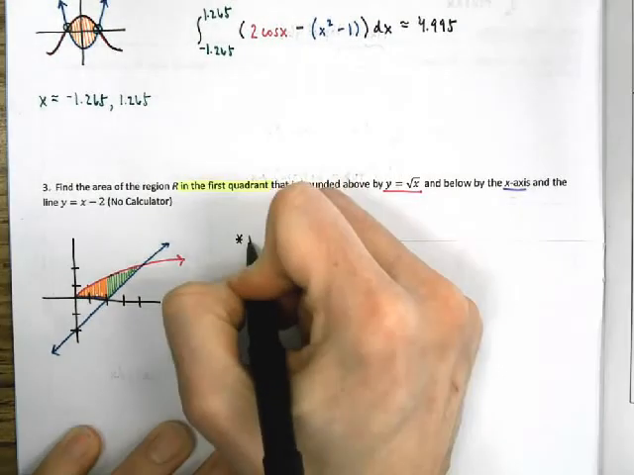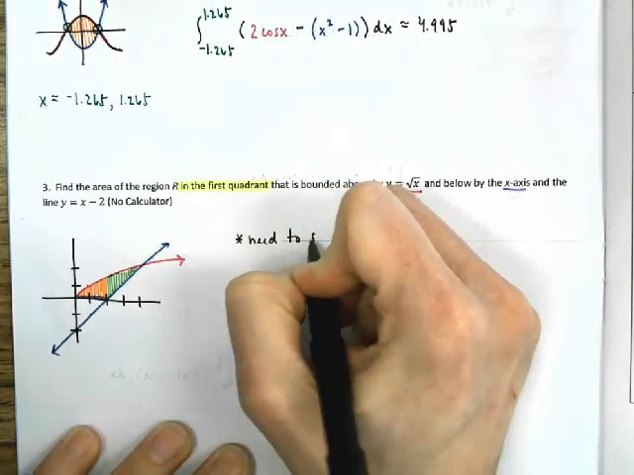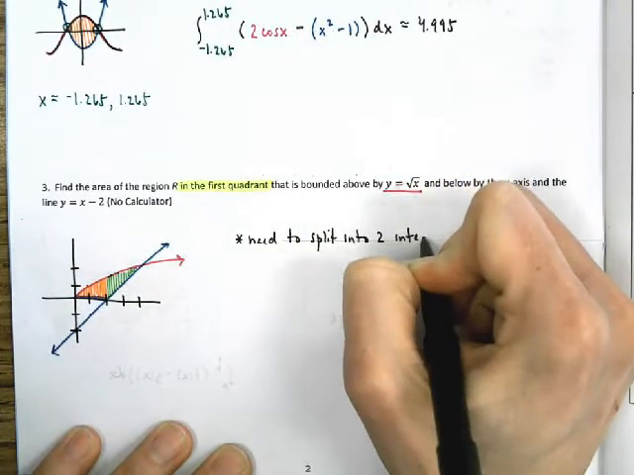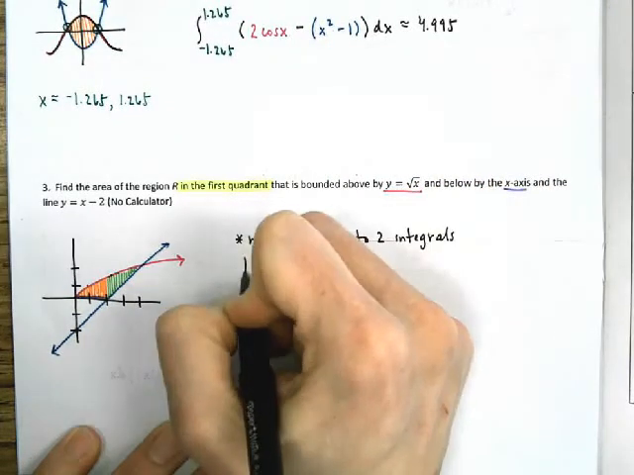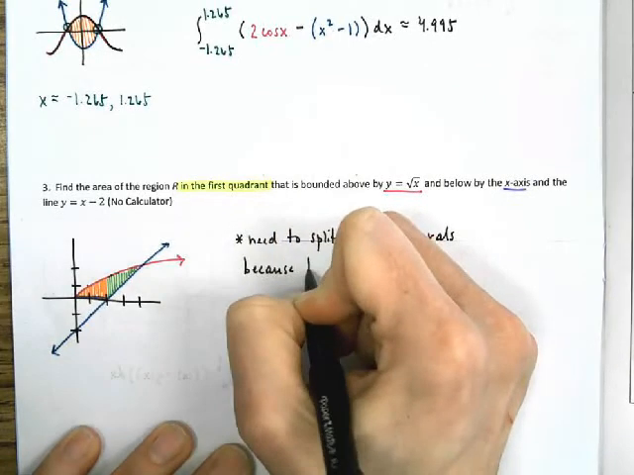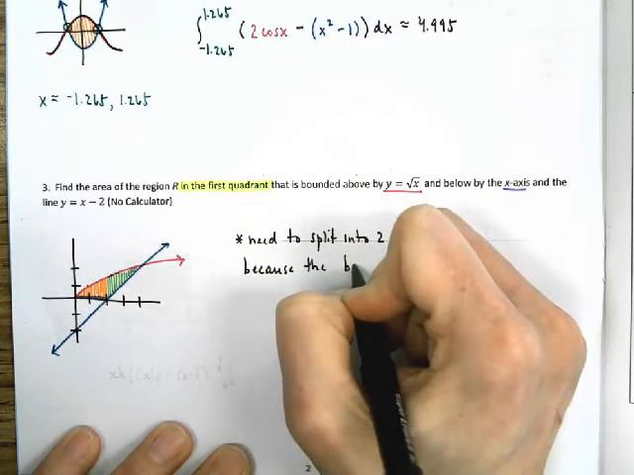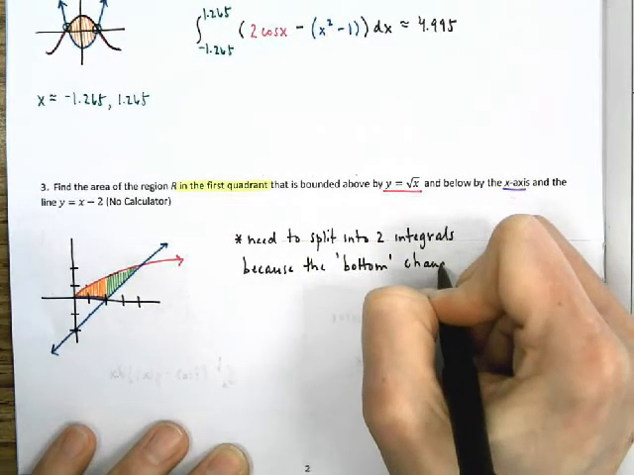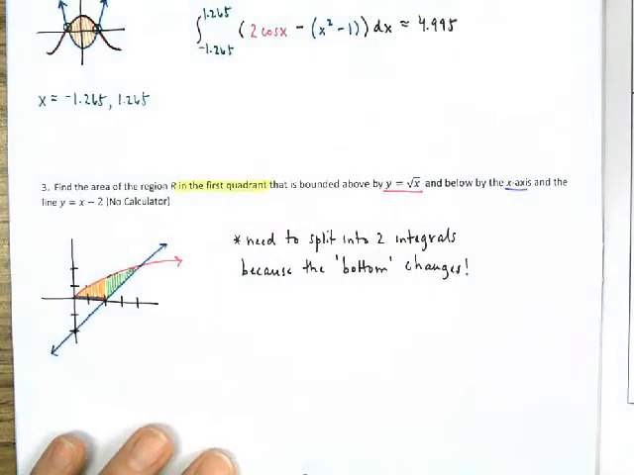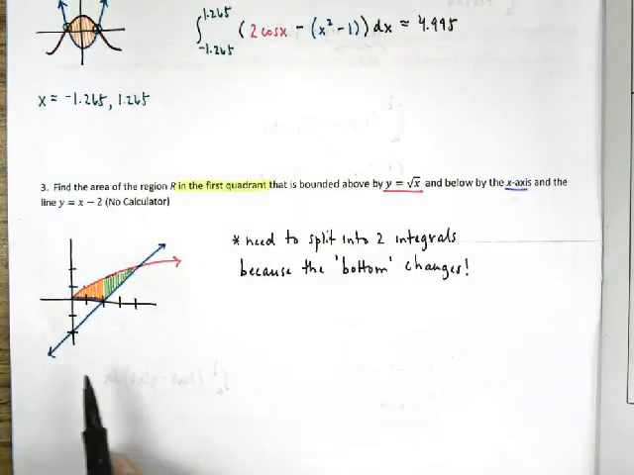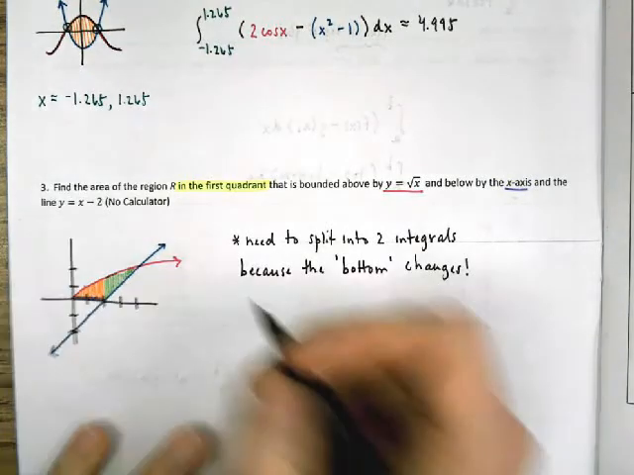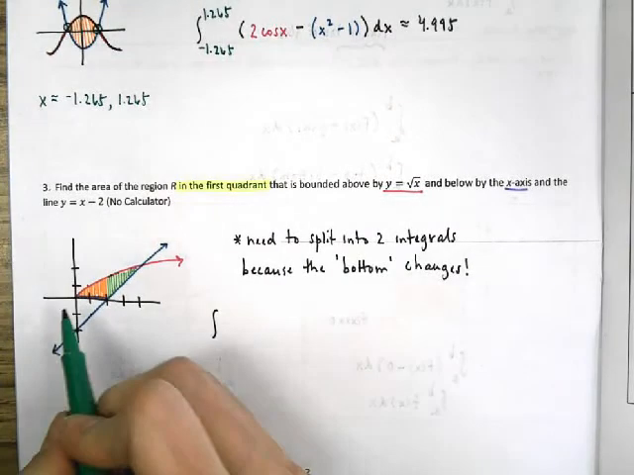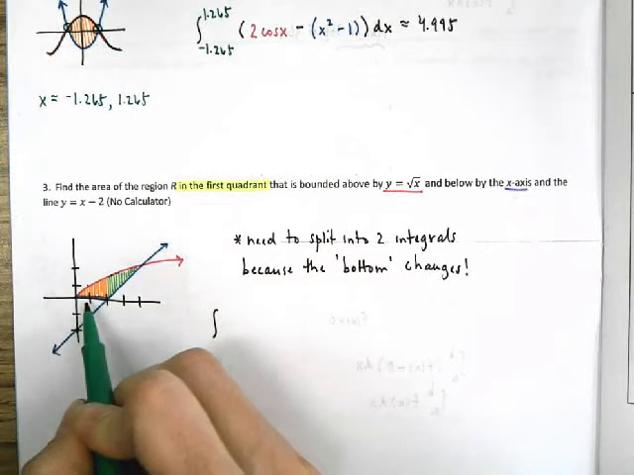So I'm going to make a note here. We need to split into 2 integrals because the bottom changes. Okay, so we need to be really careful here. So what we're going to have is the integral. Well, let's see. My first one, I know I'm going to be integrating from 0 to 2.